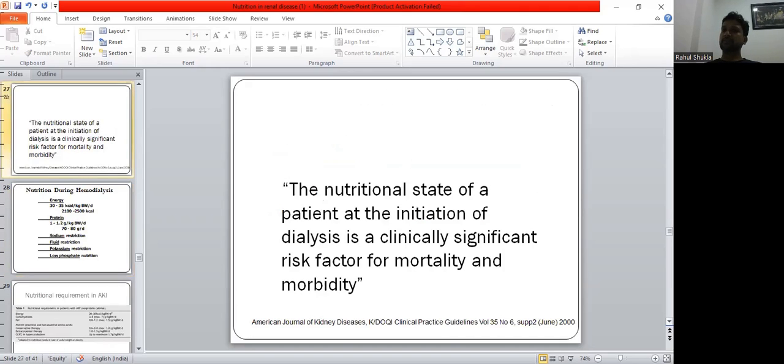The nutritional state of the patient at the initiation of dialysis is clinically significant with respect to mortality and morbidity. It has been found that cachexia and very low weight at the time of initiation of dialysis are inversely proportional to survival and well-being. So we need to maintain a good diet and avoid protein energy malnutrition before initiation of dialysis.